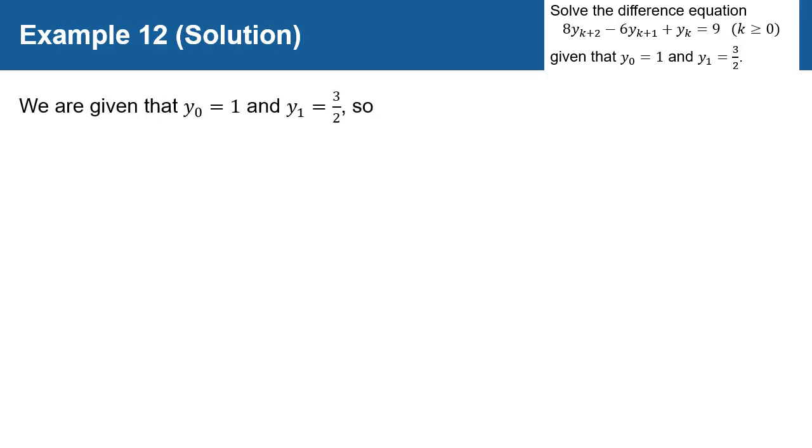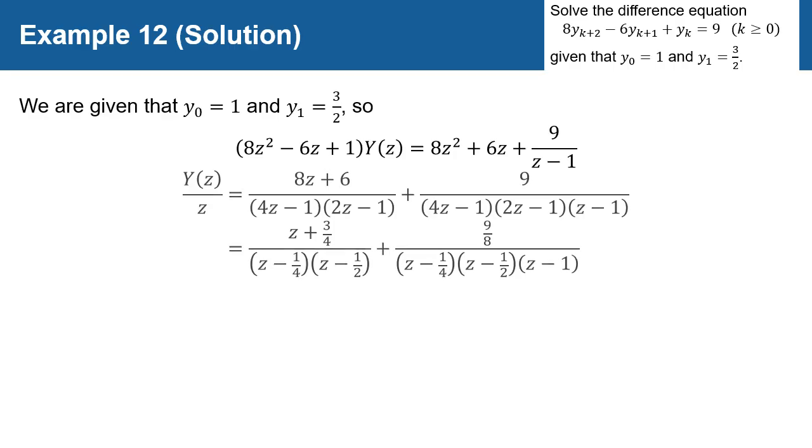From the given, we have y0 is equal to 1 and y1 is equal to 3 halves. So we now have (8z squared minus 6z plus 1) times Y(z) is equal to (8z squared plus 6z plus 9) over (z minus 1). We now have Y(z) over z equal to (8z plus 6) over (4z minus 1)(2z minus 1) plus 9 over (4z minus 1)(2z minus 1)(z minus 1).